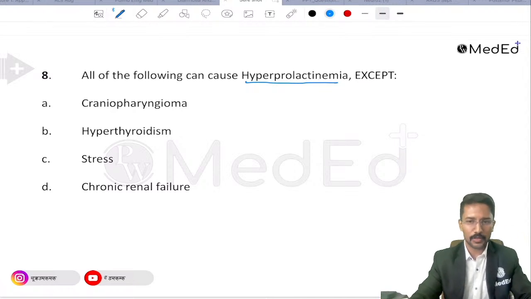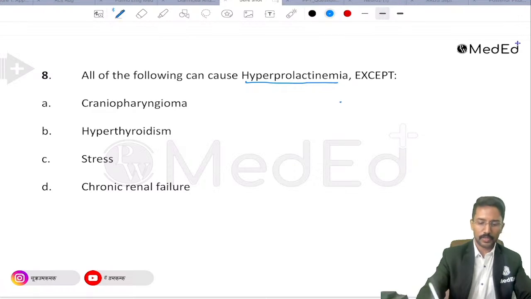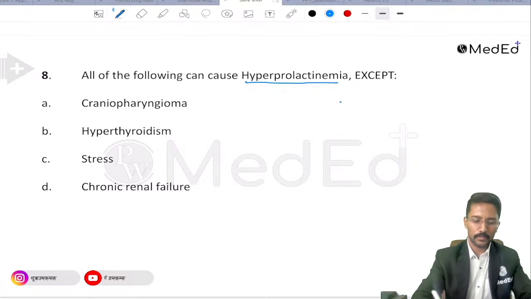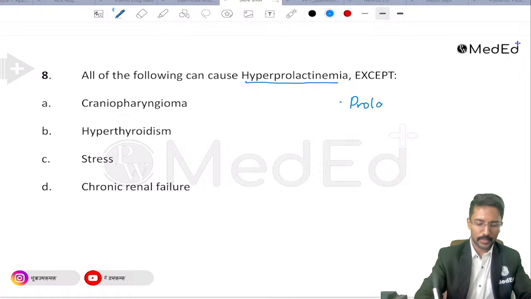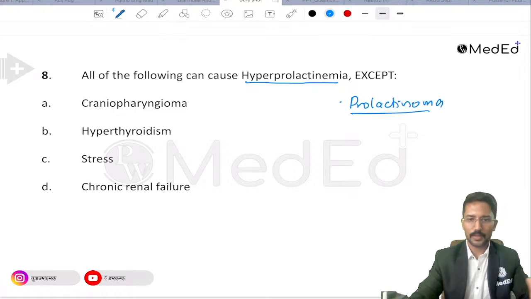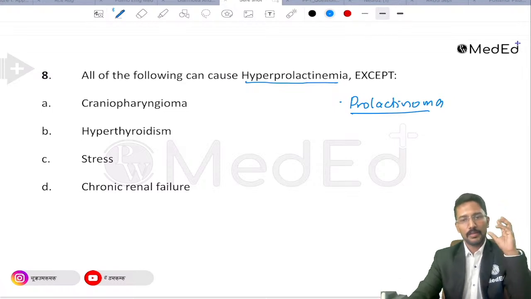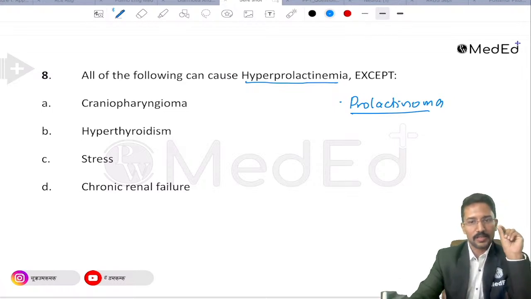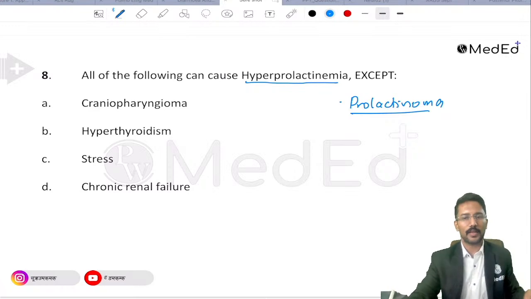Okay. But there are pathological causes. Important causes we need to remember is prolactinoma, right? Prolactinoma is obviously an important cause for hyperprolactinemia. Agreed? Okay. Even when the pituitary stalk gets compressed or it gets injured, okay, you can have hyperprolactinemia. Why is that happening here?